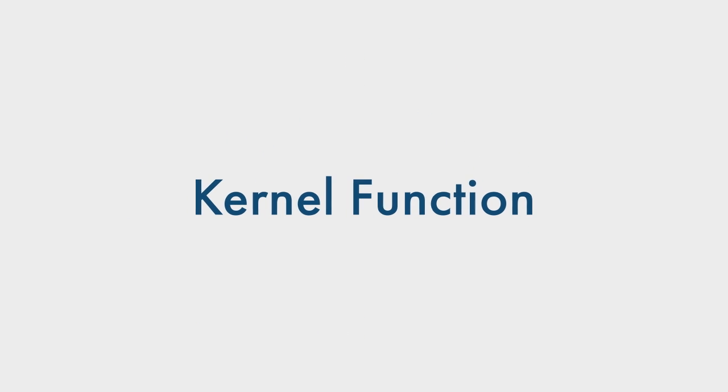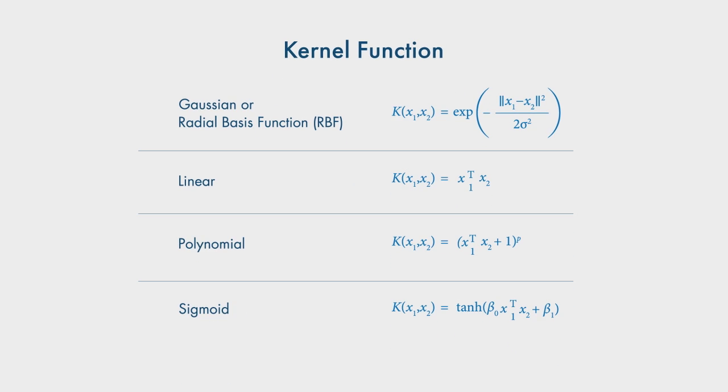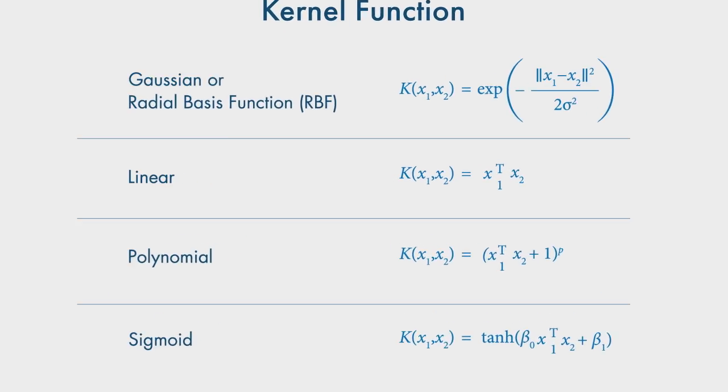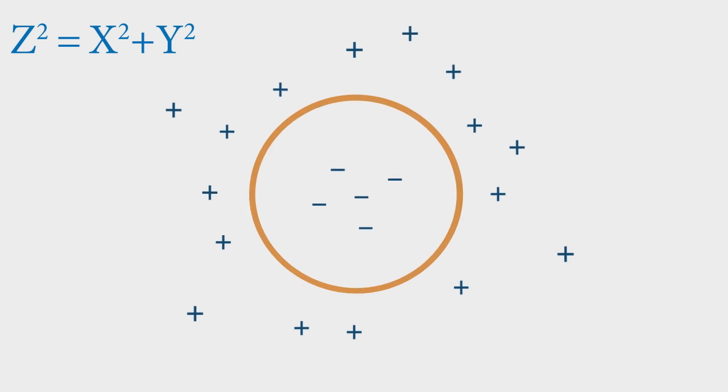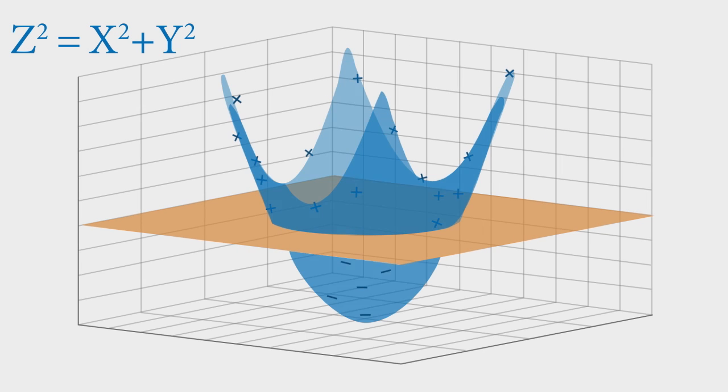SVMs can transform our data to higher dimensions to find an optimal separating hyperplane. This transformation is called a kernel function. There are many types of kernel functions to systematically find the best transformations for our data. It's obvious that a circle can be drawn to separate the data, so we'll use the equation of a circle as our kernel function. With the data centered around the origin, z squared equals x squared plus y squared transforms the data into 3 dimensions so we can separate the two classes.